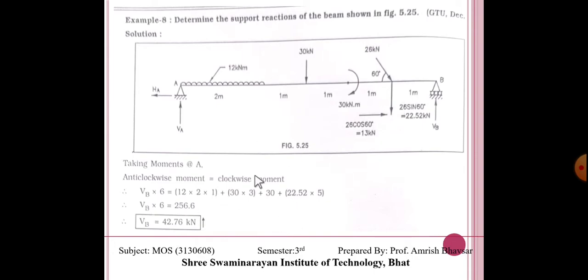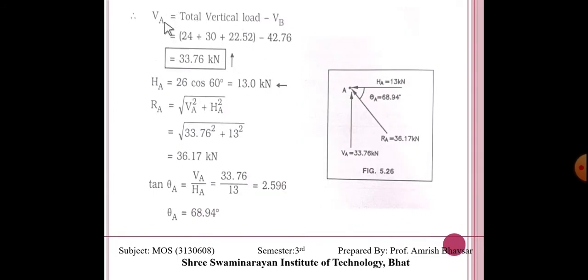Clear? Now, horizontal and vertical conditions are there. So, we will get VA is equal to total vertical load minus VB. So, total vertical load, that is 24 plus 30 plus 22.52 minus this one. So, we will get VA is equal to 33.76 kilonewton.